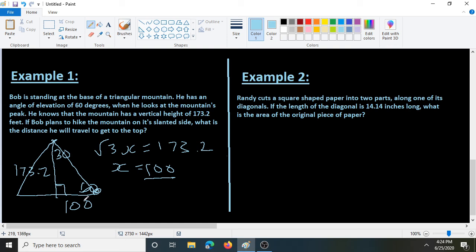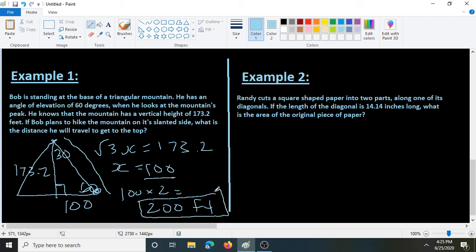However, we are asked to find the length of the hypotenuse because this is the slanted height that Bob will hike up the mountain. Since the sides are in the ratio of x, root 3x, to 2x, the hypotenuse will be double the length of the shortest side in a 30-60-90 right triangle. So 100 times 2 is equal to 200 feet. Bob will hike 200 feet to the top of the mountain.